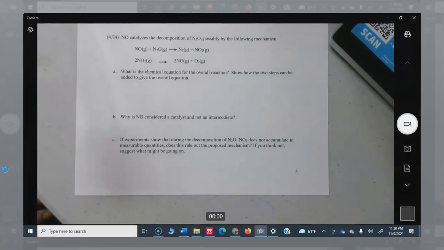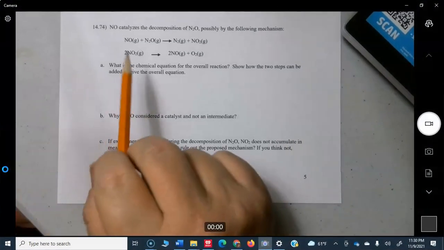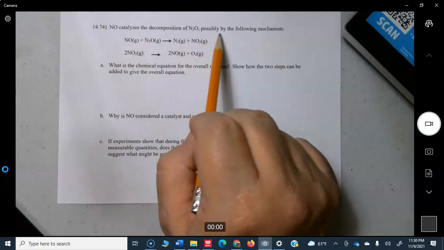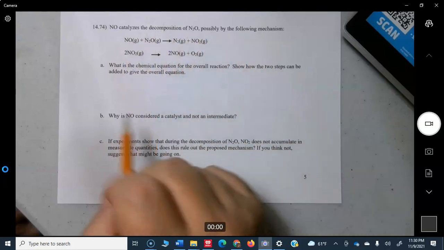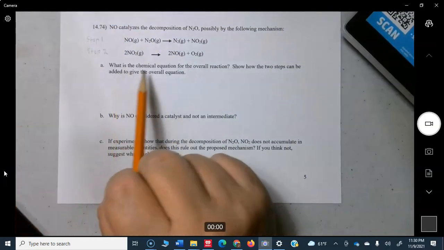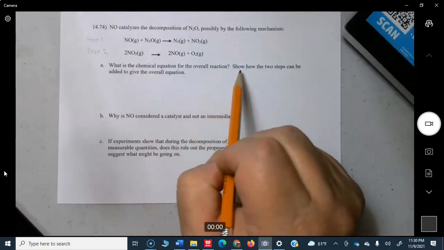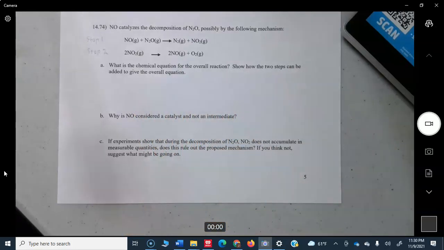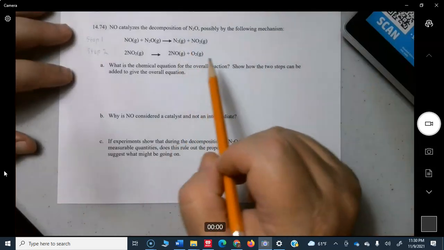Okay, and we're going to move on to our final problem in this assignment, 14.74. So it's that NO catalyzes the decomposition of N2O, possibly by the following mechanism. And there you have the two steps. So what is the chemical equation for the overall reaction? Show how the two steps can be added to give the overall equation. Okay, this is Hess's law material here.